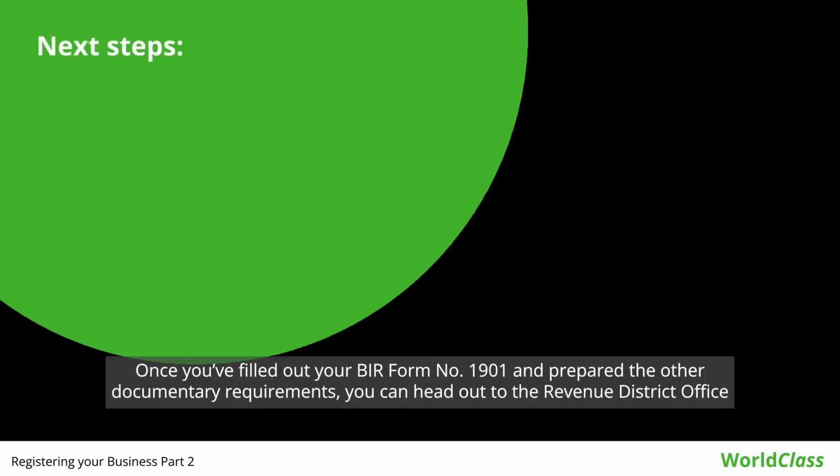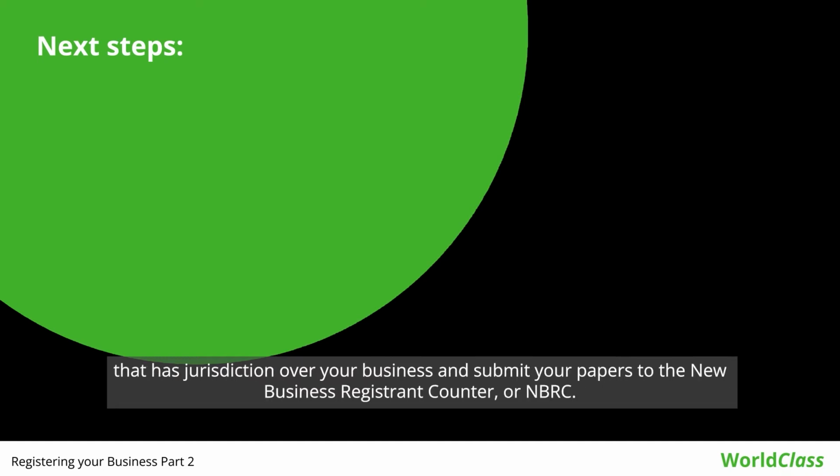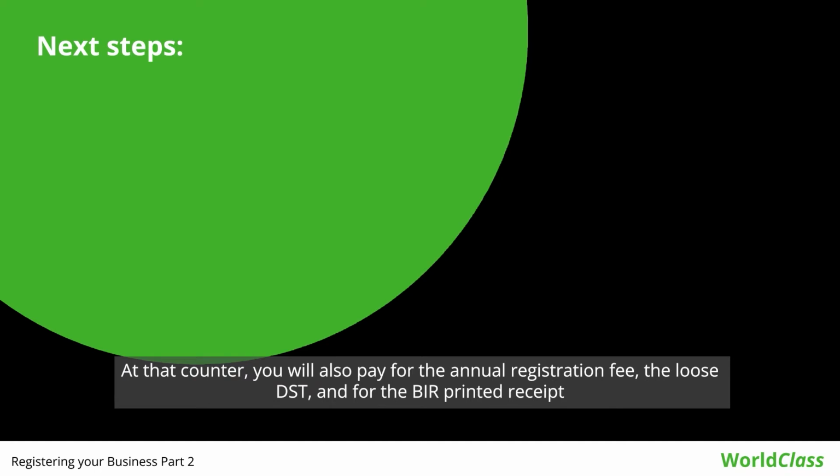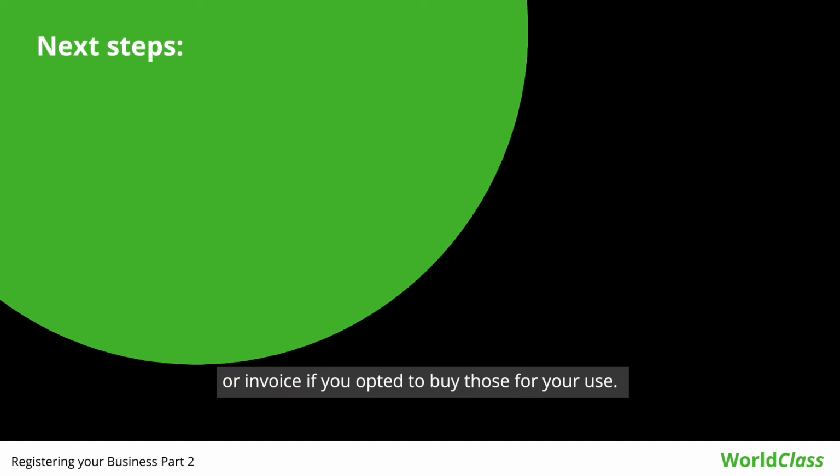Once you've filled out your BIR form number 1901 and prepared the other documentary requirements, you can head out to the Revenue District Office that has jurisdiction over your business and submit your papers to the New Business Registrant Counter, or NBRC. At that counter, you will also pay for the annual registration fee, the loose DST, and for the BIR printed receipt or invoice if you opted to buy those for your use.